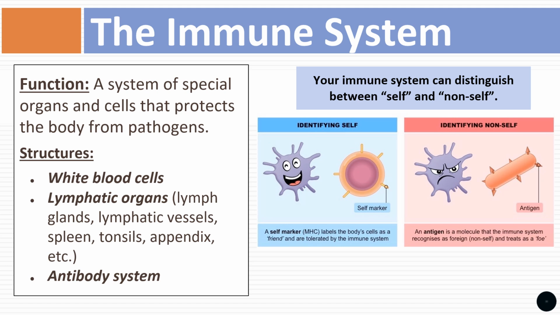All right, this will be part 2 of your lymphatic system lecture. Today we're going to be talking about the immune system. So the immune system is going to be a special set of organs and cells that have the function of protecting the body from pathogens.